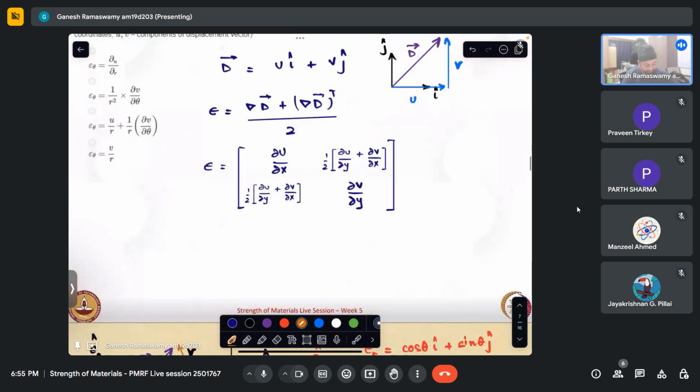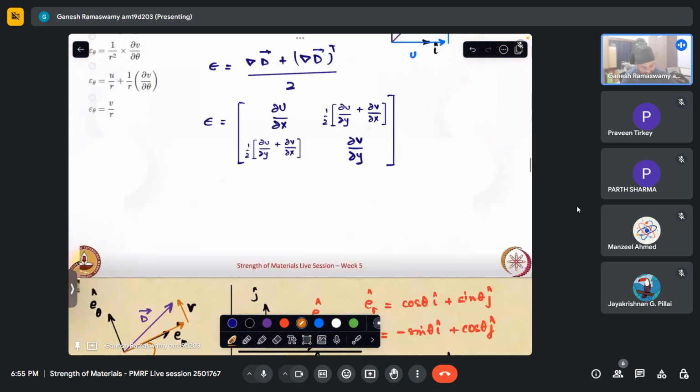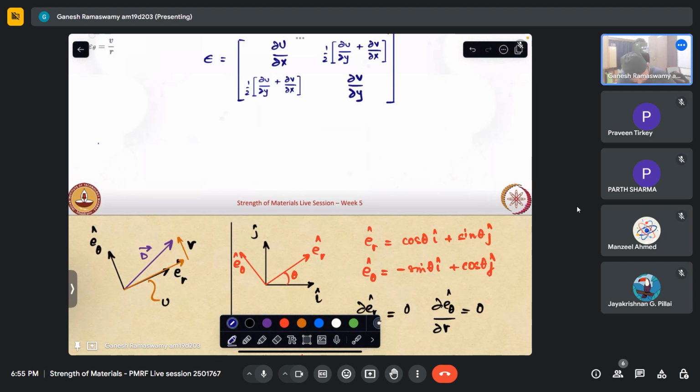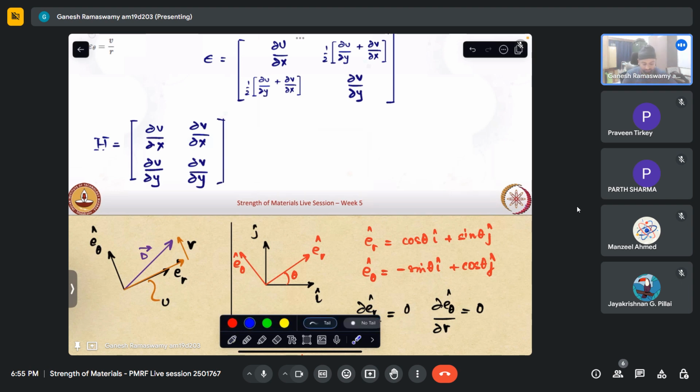I have not written that down. My displacement gradient in xy was simply ∂u/∂x, ∂v/∂x, ∂u/∂y, ∂v/∂y. It was as simple as that, with the understanding that here u and v were represented in the xy coordinate system, which were functions of x and y.